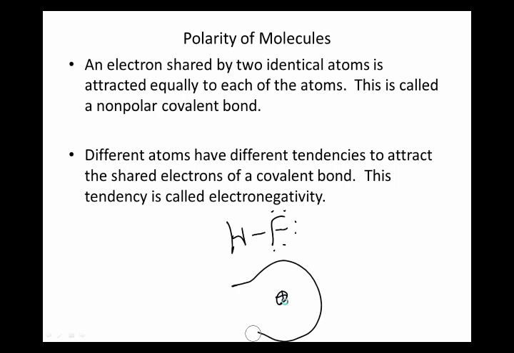Fluorine, for a lot of reasons having to do with the balance between its nucleus and its valence electrons, is much better at pulling covalently shared electrons towards itself than hydrogen is. The tendency is called electronegativity. Atoms that are more electronegative are better at pulling electrons towards themselves.